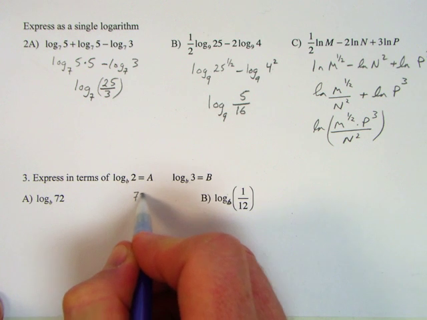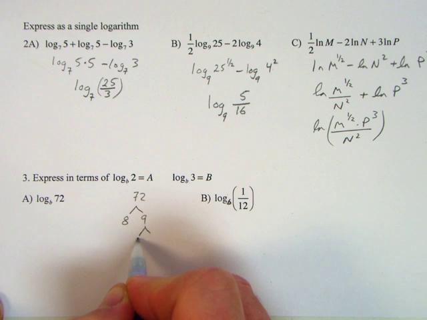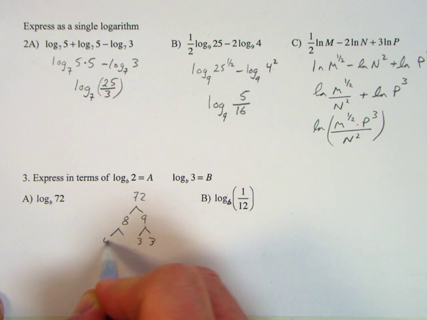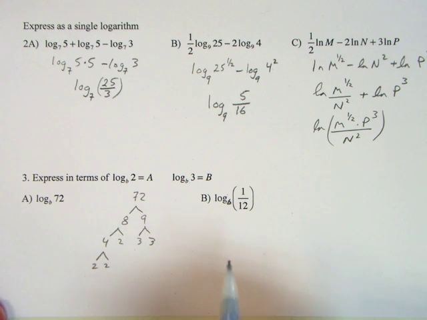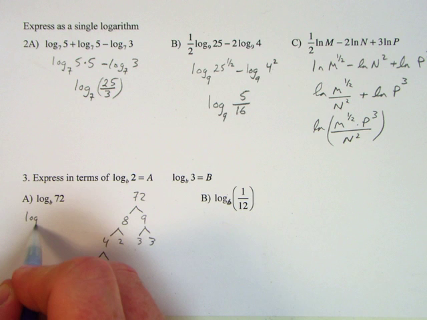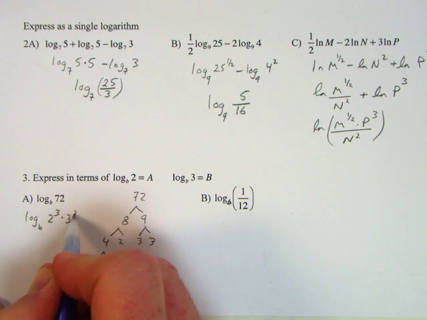Basically, you need to deal with the factor tree there. So we can have 8 and 9. 9 is 3 times 3. 8 is 4 times 2, or in other words, it's 2 times 2 times 2 times 3 times 3. So we have log base b of 2 cubed times 3 squared.